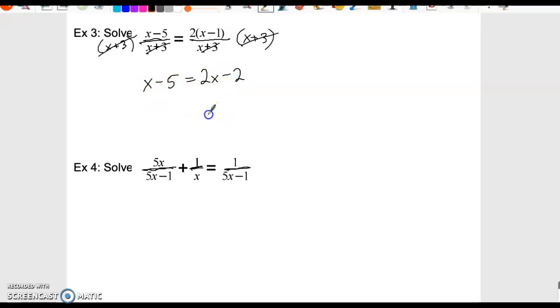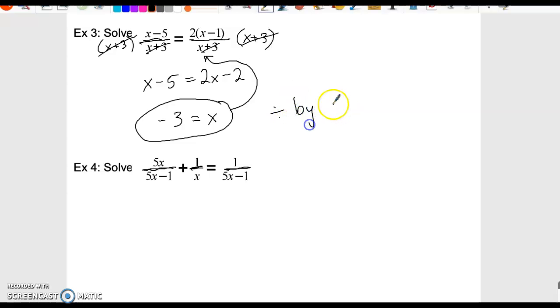So I would subtract x to the right side, add 2 to the left side, and get x equals negative 3. Now here's the problem. If you were to take negative 3 and plug it back into the problem, what are we dividing by? Divide by 0. So we call this answer extraneous because algebraically it worked. I always misspell extraneous. You can Google how to spell extraneous.